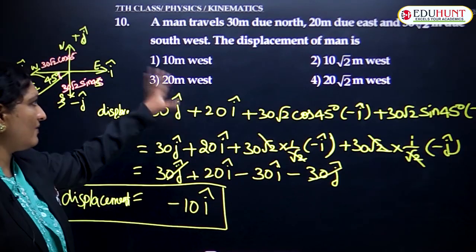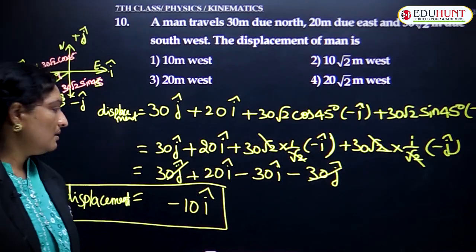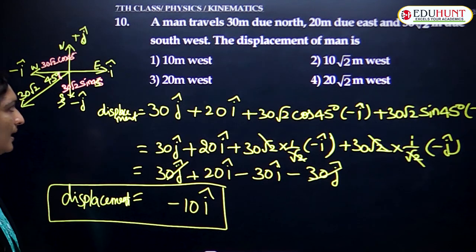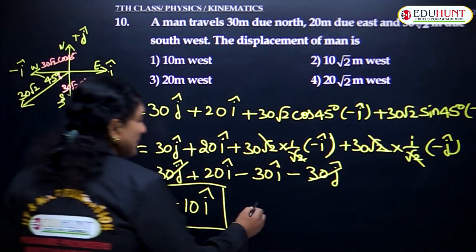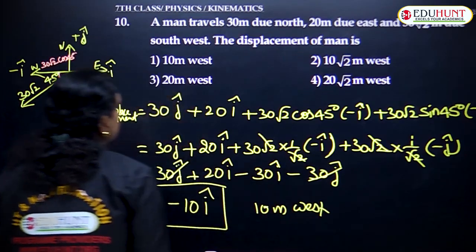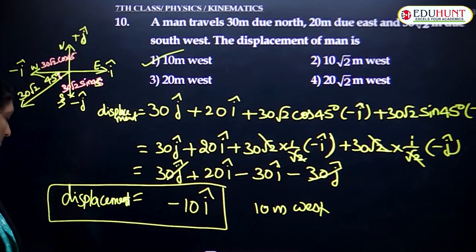It is written as some west-east direction, we need to say. What is the numerical part you got? 10. Which direction? Minus I cap means west direction. So your answer would be 10 meters towards west. What is that, children? 10 meters towards west. So where is the answer? 10 meters towards west is your first option.